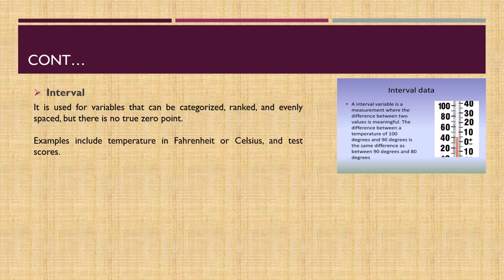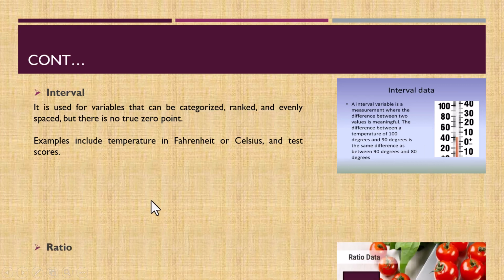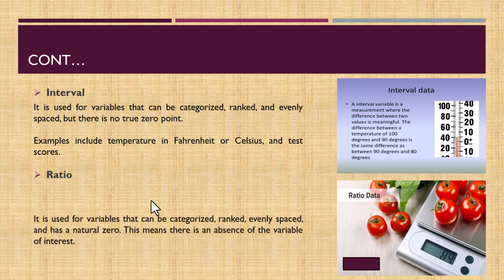Examples of this may include temperature in Fahrenheit or Celsius, and test scores. This picture shows you an example of interval data. This is a temperature scale. Next, we have ratio data.